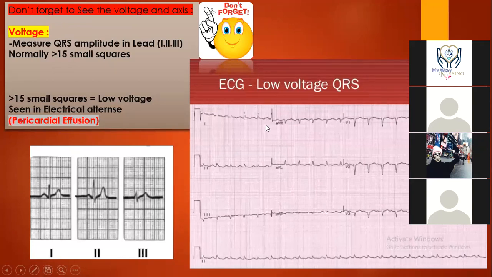So if you count it, you'll go here. In lead one, is it clear, guys, this ECG paper? Okay, so you will measure QRS in lead one, lead two and lead three. Let's say here in lead one, it's taking almost half a big square. Here, less than half. And here, it's not taking anything. So this is low voltage, less than 15 small squares. This is normal: if you count this, it's taking two big squares, and one in each of the others. So it's more than 15 small squares. This is for the voltage.